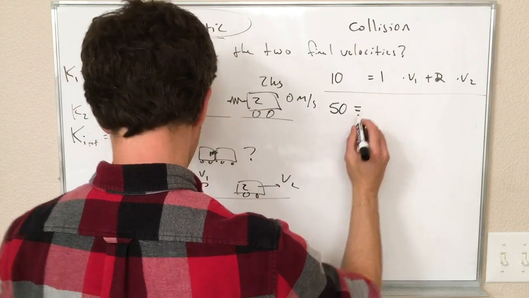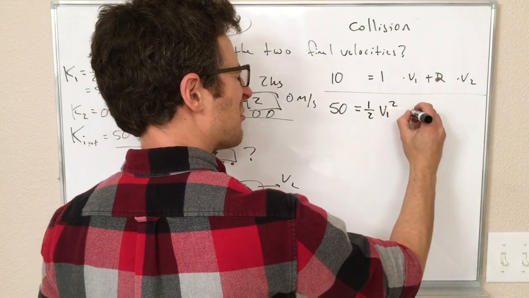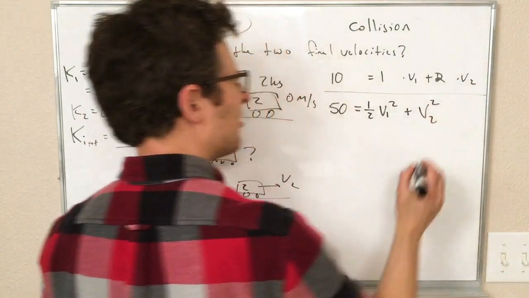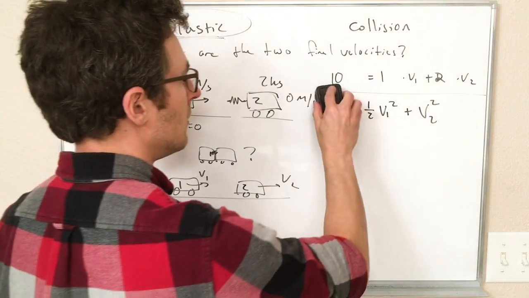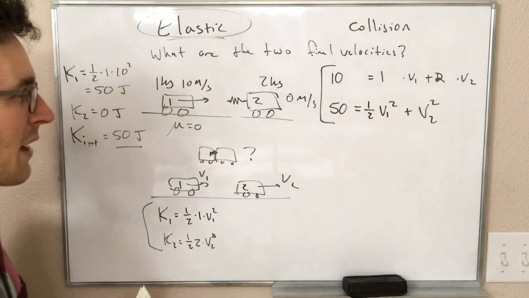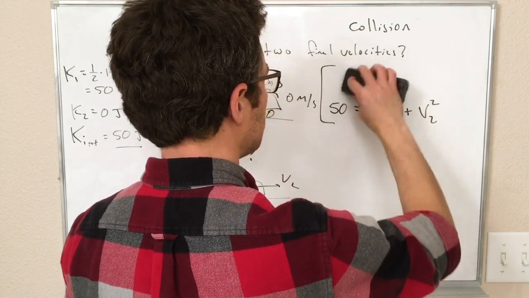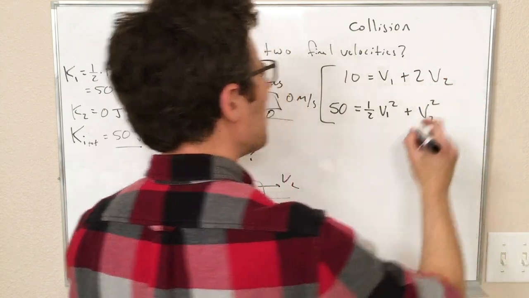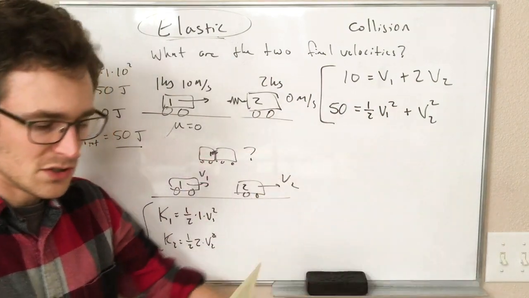50 is equal to 1/2 times 1, which is just 1/2. So I'm going to simplify this a little bit: 1/2 V1 squared plus 1/2 times 2, which is 1, V2 squared. Okay, so now we're into advanced algebra land, or some math class. Anyway, now we have two equations. I'm going to rearrange the top one just so it's a little neater. So we have two equations: 10 equals v1 plus 2v2, and 50 equals 1/2 v1 squared plus v2 squared.